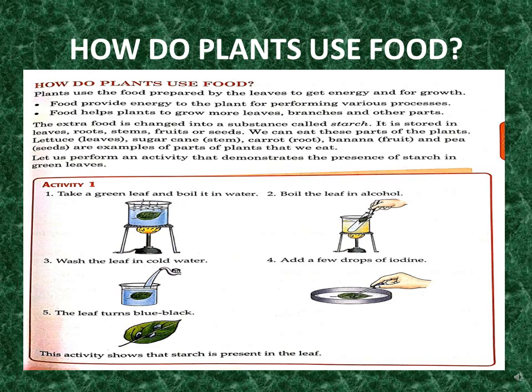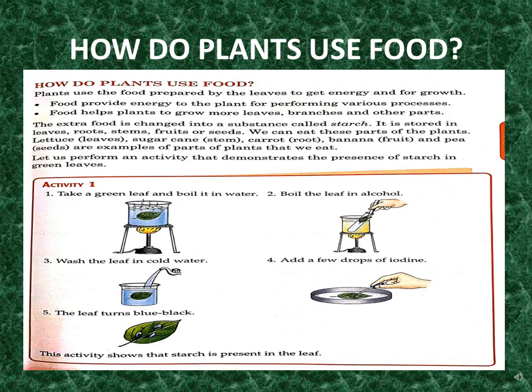From a small plant, it is becoming a big tree. So for that growth, definitely it needs energy, it needs food. So that is the use of food in the plant. Now the extra food that it is making, maybe it doesn't need all of it. So there is something extra. This extra food is changed into a substance called starch. And I have already told you, starch is a type of carbohydrate.